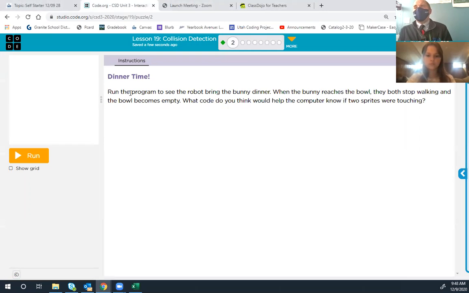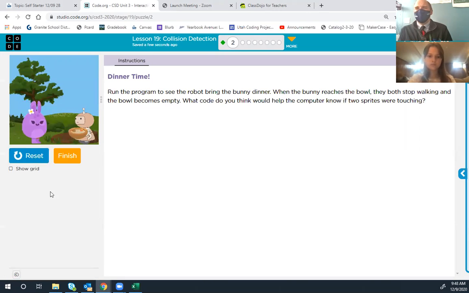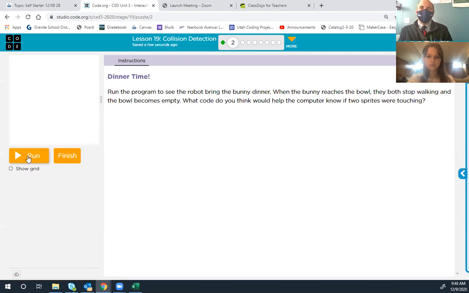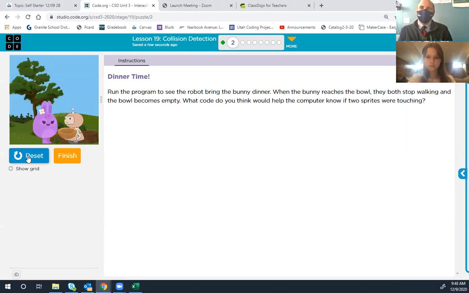Run the program to see the robot bring the bunny dinner. When the bunny reaches the bowl, they both stop walking and the bowl becomes empty. What code do you think would help the computer know if two sprites were touching? So here we go. Everybody see that? Wasn't that fascinating? We need to see it again. Okay, so the robot has food in the bowl. Bunny's coming, robot's coming. They hit each other, they stop, and the food disappears.